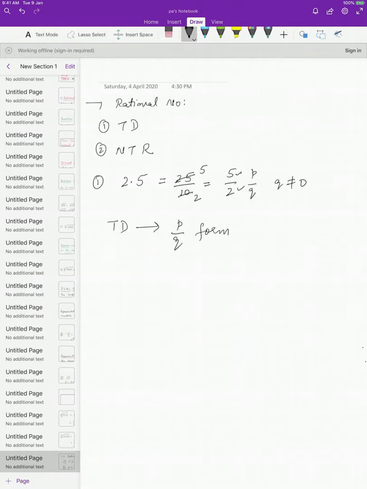Now we will see how to express non-terminating repeating decimals in p by q form. Let us, for example, take the number 2.43 bar. Its decimal expansion will be 2.434343 and so on. Name this equation number 1. Now multiply both sides of equation number 1 by 100. Why are we multiplying by 100? Because after the decimal, two digits are repeating themselves again and again, that is 4 and 3.